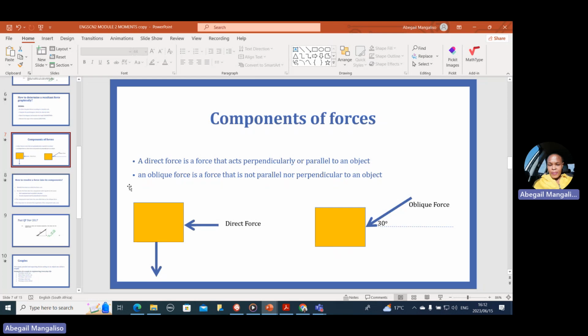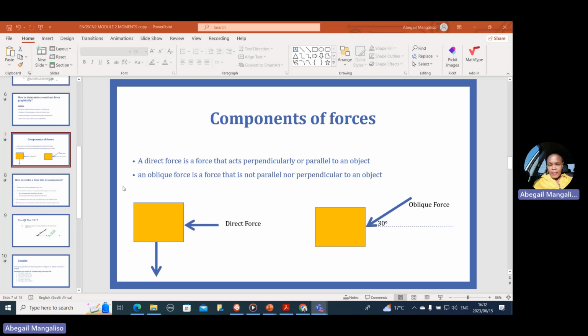An oblique force is a force that is not parallel nor perpendicular to the object. If you look at this force, it is acting at an angle of 30 to the horizontal, the force that is pushing this object. So this force is called an oblique force.